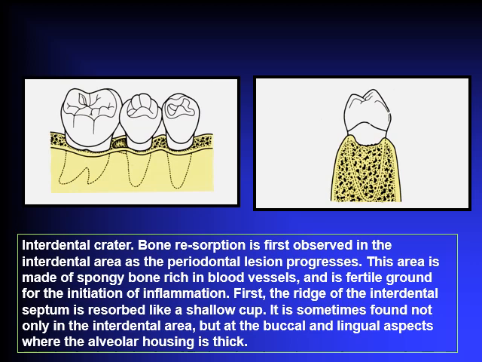First, the region of the interdental septum is resorbed like a shallow cup. It is sometimes found not only in the interdental area, but it may be seen in the buccal and lingual aspects where the alveolar housing is thick. But it can occur when the alveolar housing of the bone of the teeth is thick. Okay? And this is the interdental crater.